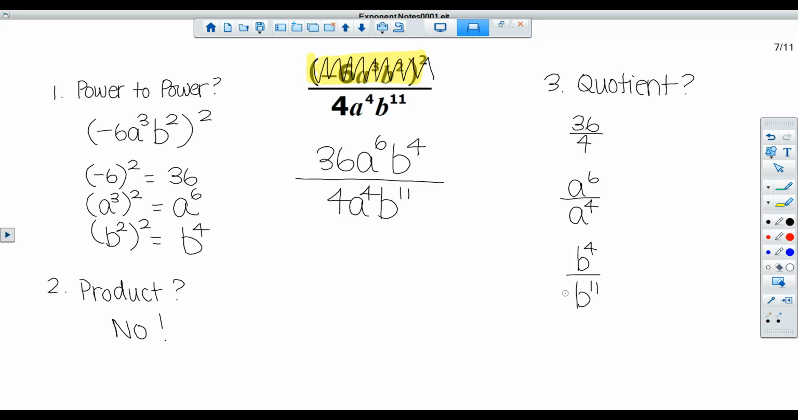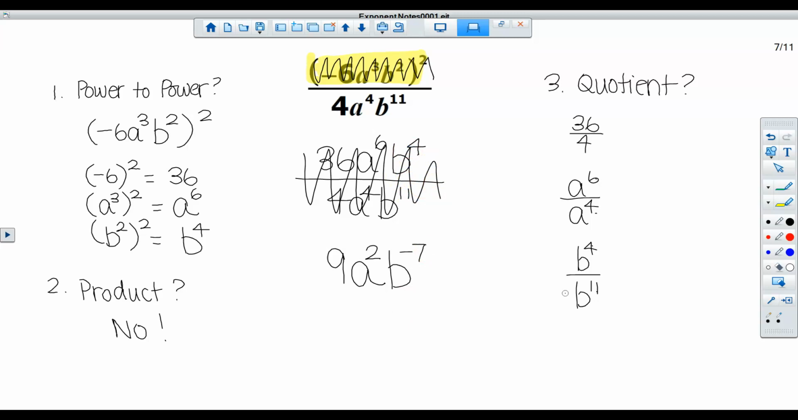So I'll divide. 36 divided by 4 is 9. And then I know in quotient rule I should be subtracting these two exponents that are on my variables. So for a, we're going to do 6 minus 4, which is 2. And for b, we'll do 4 minus 11, which is -7. So now this is done. And I have an answer.